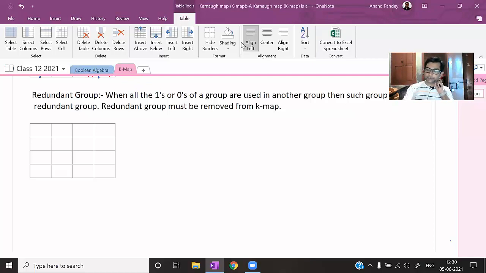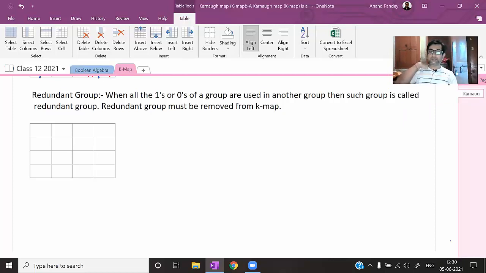Now, the second topic which I am going to discuss here is redundant group. Please see the definition I have already written here. When all the ones and zeros of a group are used in another group, then such a group is called a redundant group. Means in case of octet, you know how many ones or zeros an octet has? 8. Okay. So if all 8 ones have been used in another group, that octet will be treated as a redundant group, and that must be removed from your K-map.